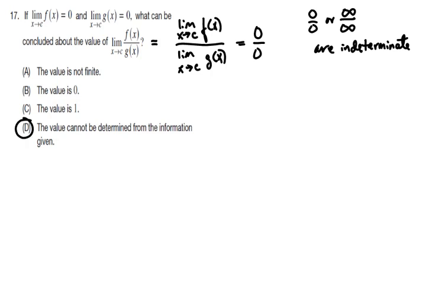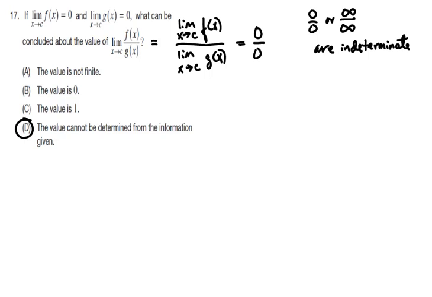Now there are other types of indeterminate values also. For example, 0 times infinity, or infinity to the 0 power, or there are other ones, but for this particular test, the ones that you really want to be able to identify as indeterminate are 0 over 0 and infinity over infinity. And then there are a number of strategies that you could use to evaluate them. Now, what are those strategies?